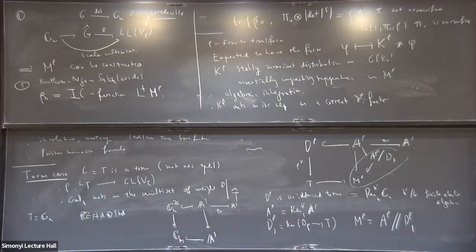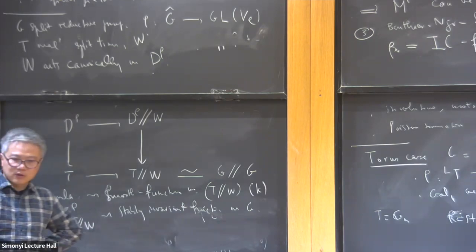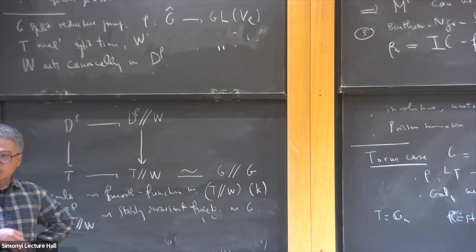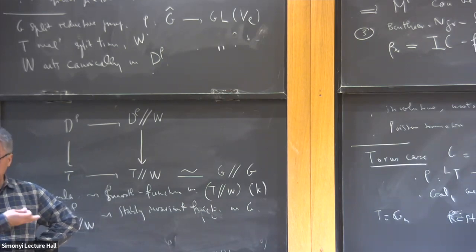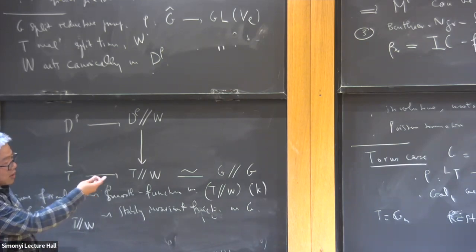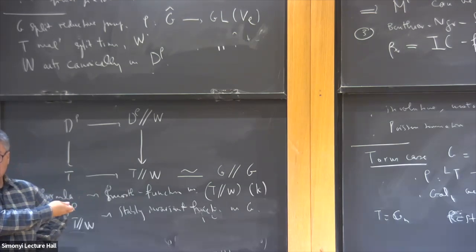So let me call this function, obtained by the G of rho from T mod W. And of course, the very nice question is whether this is the correct answer that you want. You have some simple invariant function defined torus by torus. And that gives you some function on the regular semisimple elements of G. Indeed, the function you want is some kind of stable invariant function. And it certainly coincides with the torus case, and it works for the Godement and Jacquet case.